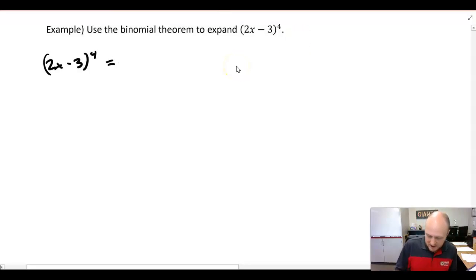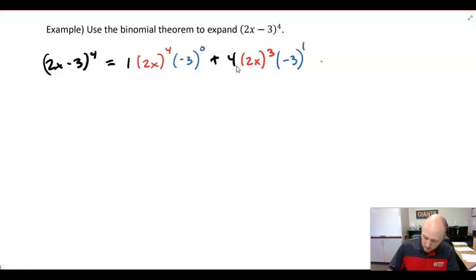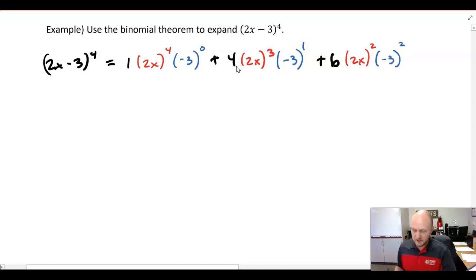So I'm going to expand here. I have my first term, so 1 times my first term, 2x to the power of 4, times the second term, which is negative 3 to the power of 0, plus my next coefficient, 4, again times my first term, 2x, now 1 power lower, times my second term, negative 3, 1 power higher, which is 1. Plus 6, the next term in Pascal's triangle, times my first term, 2x to the power of 2, times my second term, negative 3, to the power of 2.